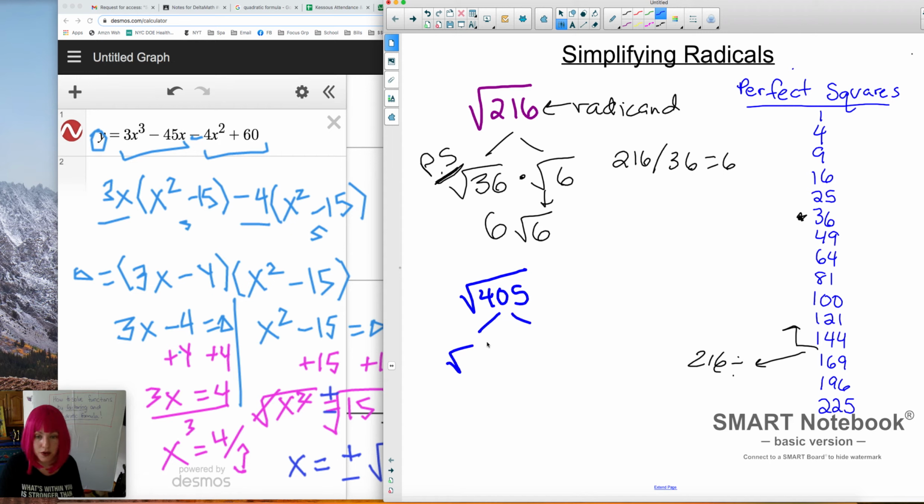So the first number is my perfect square, and that's 81. And the second number is 5, because 81 times 5 is 405. The square root of 81 is 9. You just bring this down. So that's how you simplify.